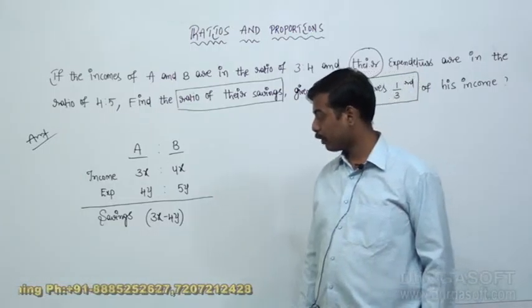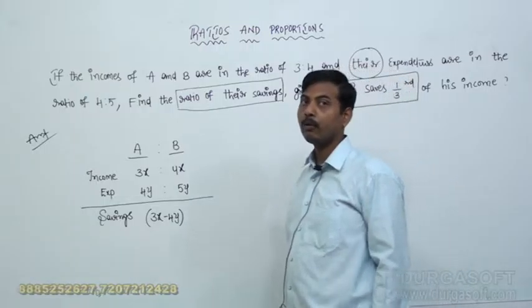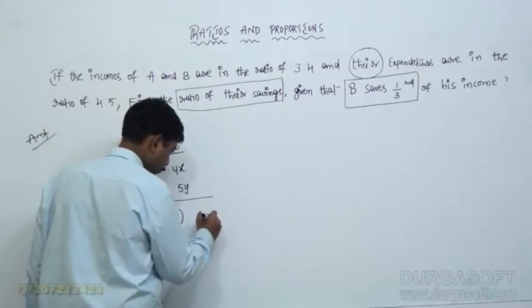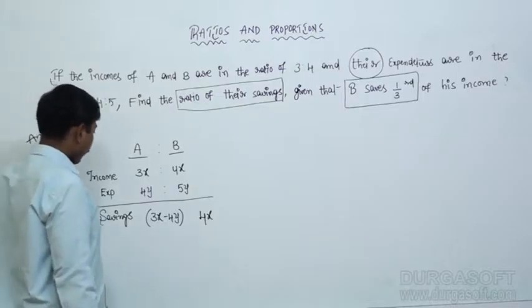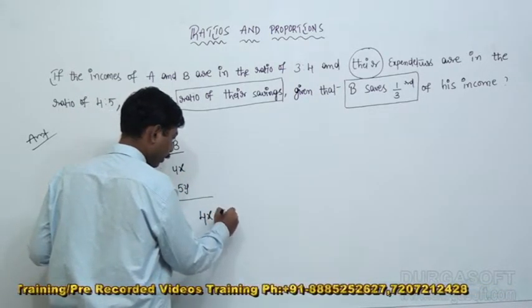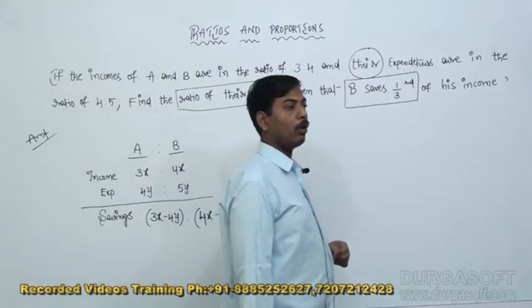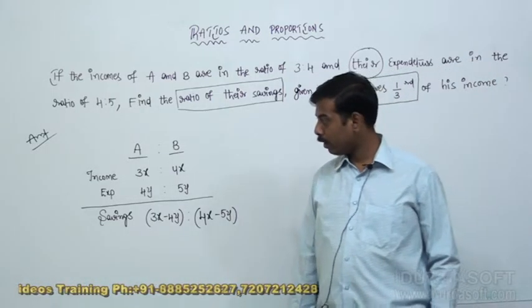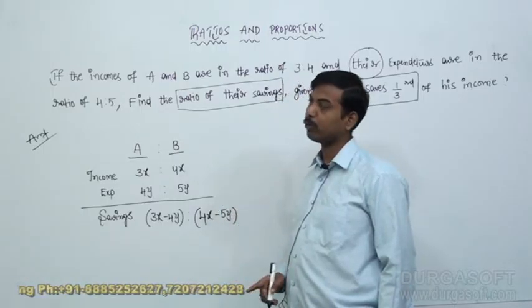Next one, what about the income of B here? 4x. What about the expenditure of B here? 5y. And what would be the savings of B here? Income of B we know, that is 4x, expenditure of B 5y. That expenditure we are eliminating from the income, the rest of the thing would be the savings of B here also. Now we have written clearly savings of A and B: A's savings would be 3x minus 4y, B's savings would be 4x minus 5y.